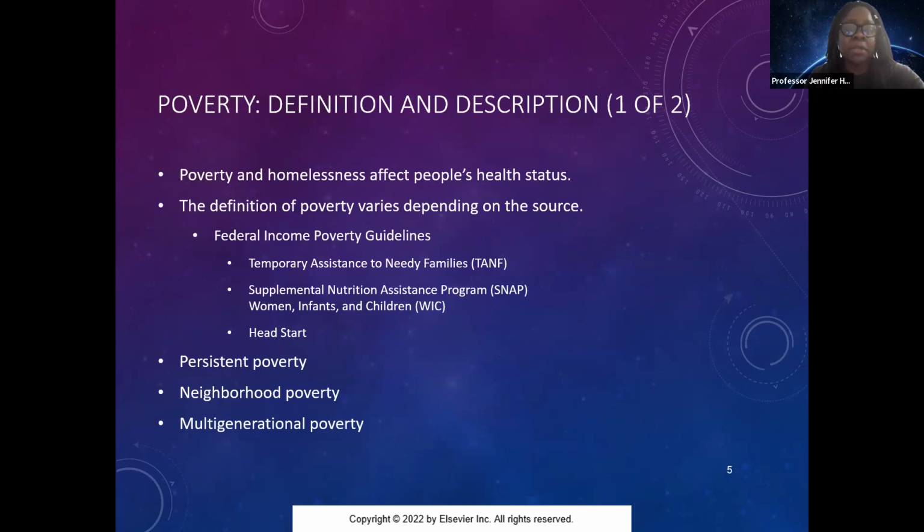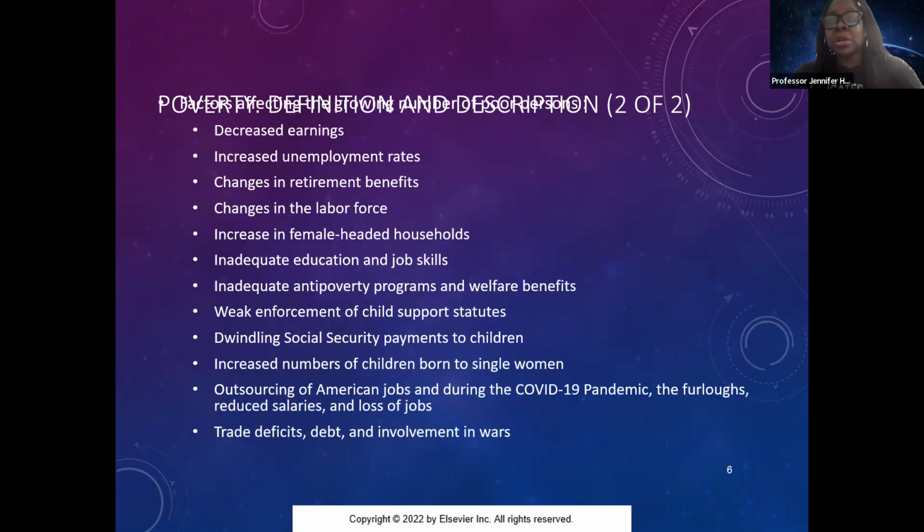Their poverty varies depending on the source, listed there for you, such as temporary assistance and SNAP programs. Persistent poverty, folks that have lived in poverty for many, many years, tends to negatively impact them, especially if they're in neighborhoods that are below that poverty line. And it can be multi-generational, that poverty existed for many generations within their household.